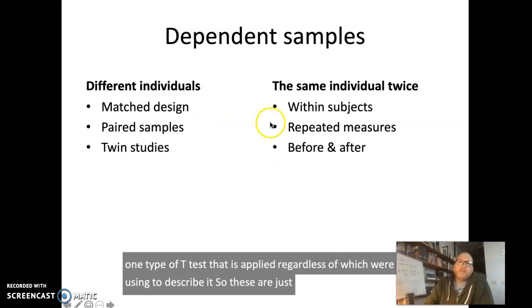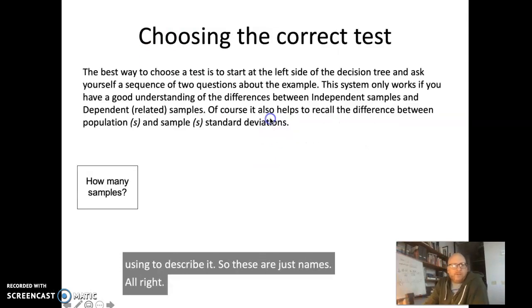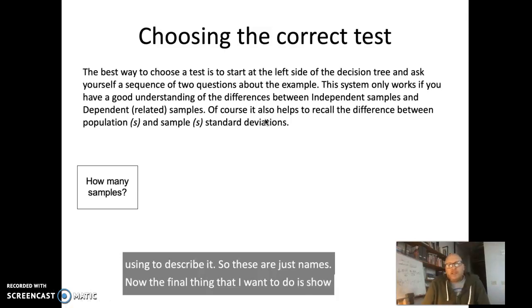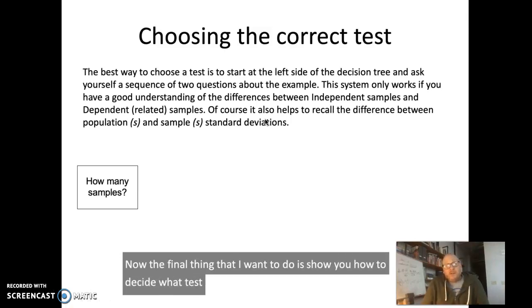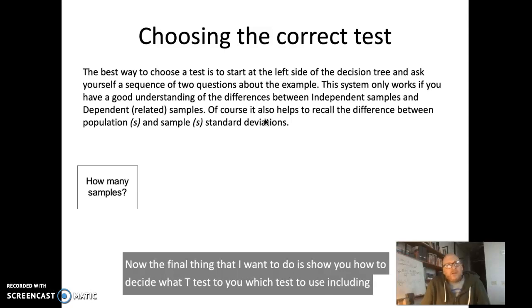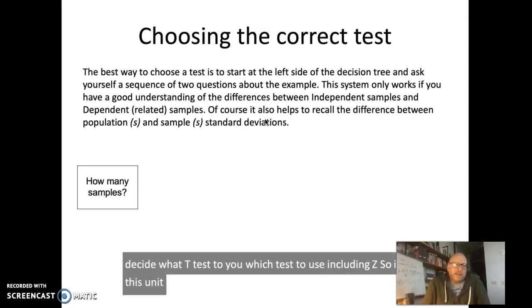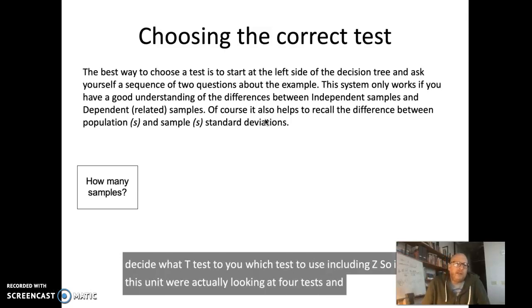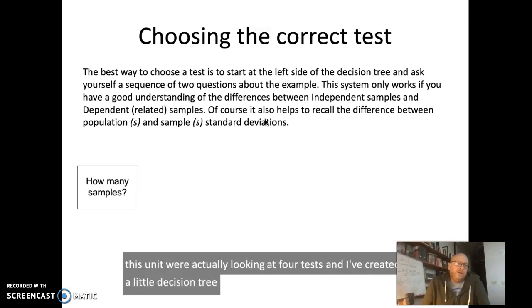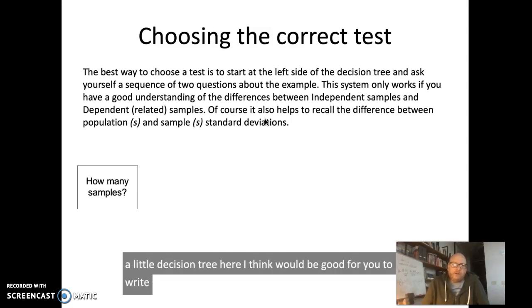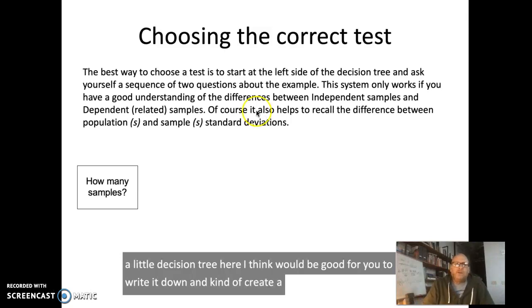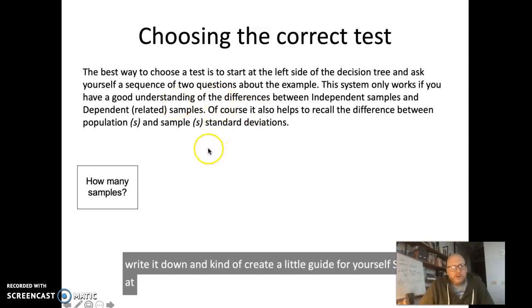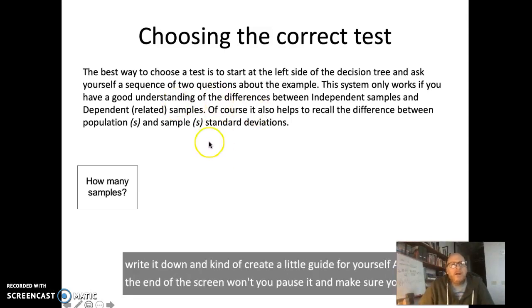Okay. Now, the final thing that I want to do is show you how to decide what t-test to use, or which test to use, including z. So in this unit, we're actually looking at 4 tests, and I've created a little decision tree here. I think it would be good for you to write it down and create a little guide for yourself. So at the end of the screen, why don't you pause it and make sure you have it down.